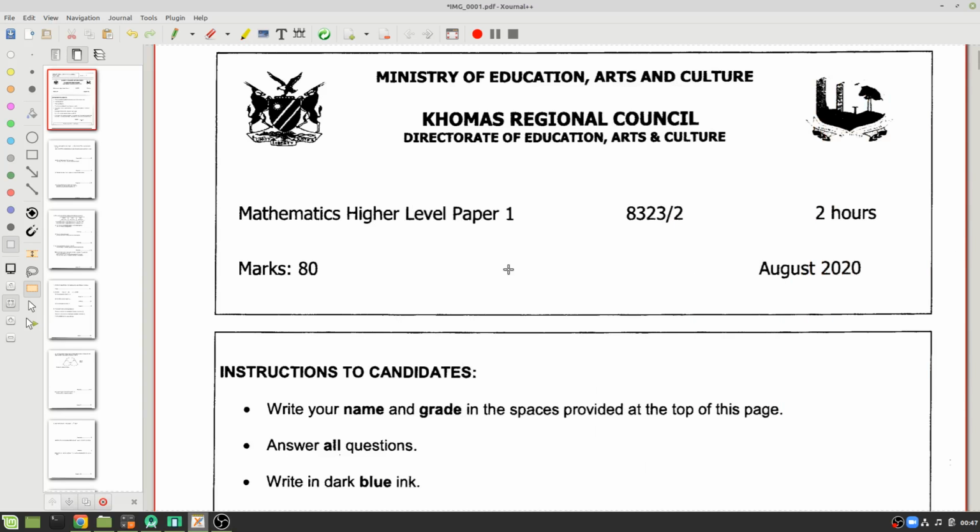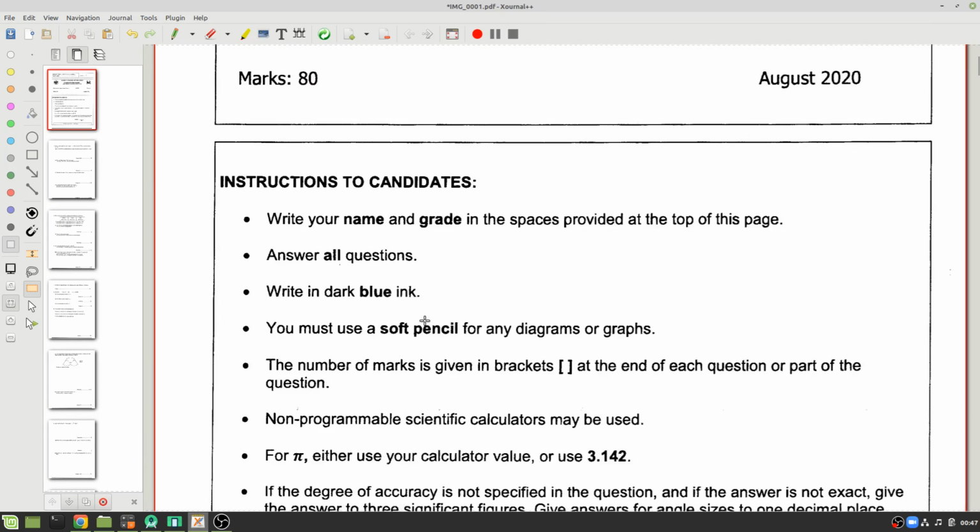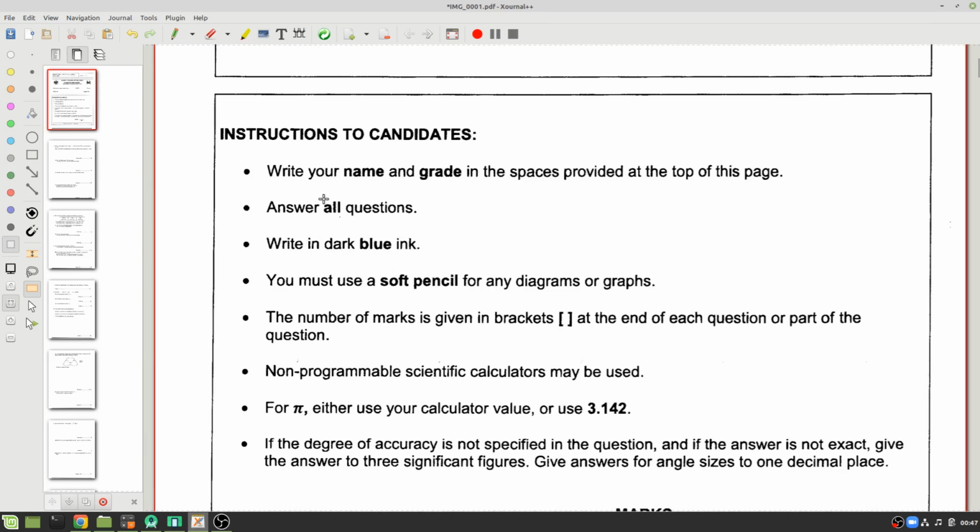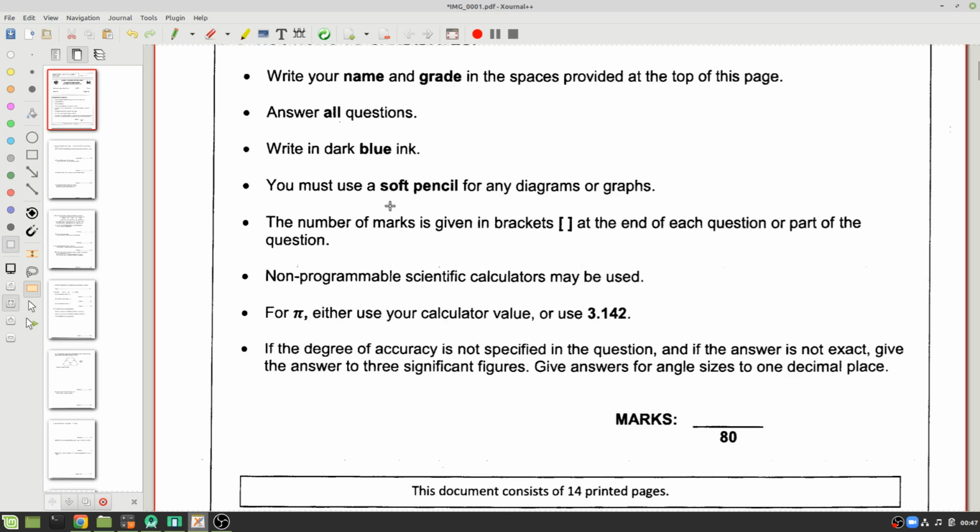Hi guys, so let's look at the August 2020 paper 1 for Khomas. This is for matric mathematics. Okay, so here we have our instructions, all the normal instructions. For diagrams, use a soft pencil. They give us the number of marks in brackets at the end.